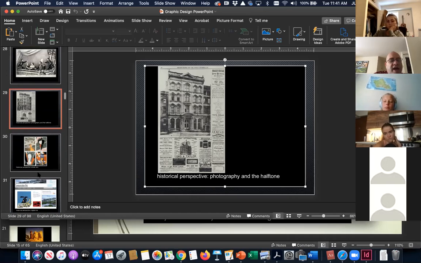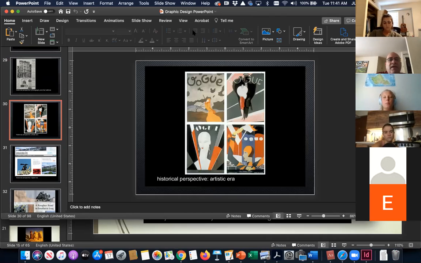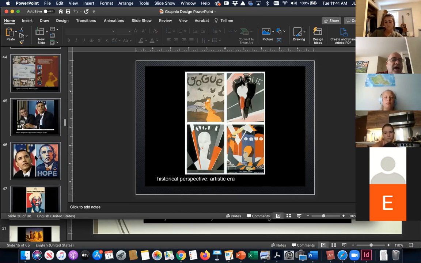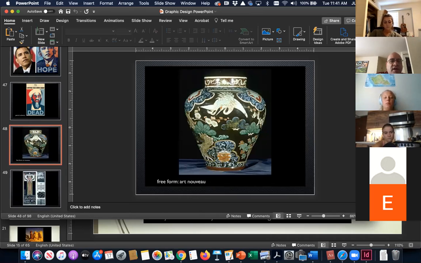But then you had a reaction to all the industrial era stuff by the 1920s, by which time newspapers and magazines were able to do more with their mass publishing. And so that's when you had things like this going on. And so one thing to think about as a designer is that there are all of these different types of styles that have evolved.